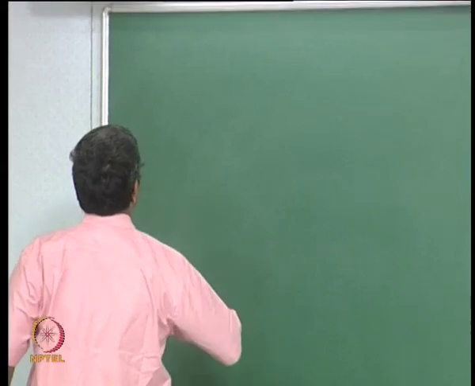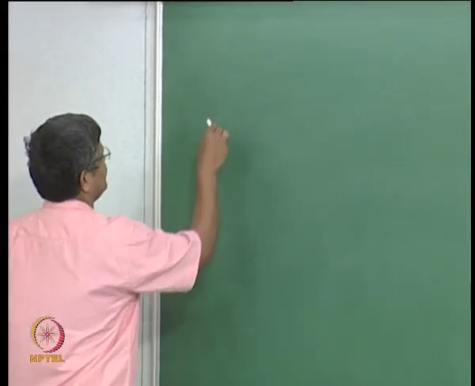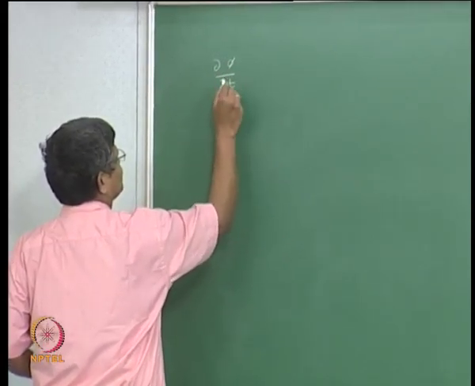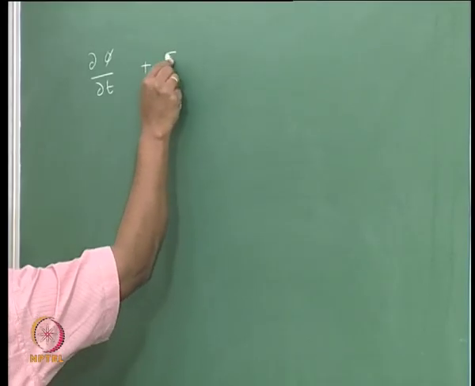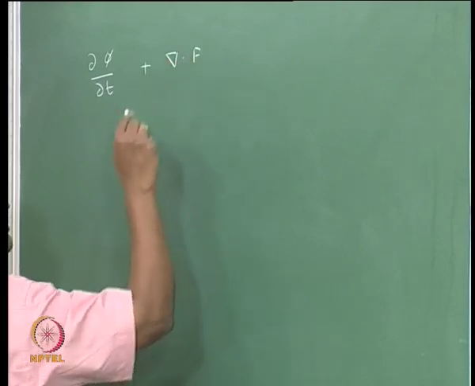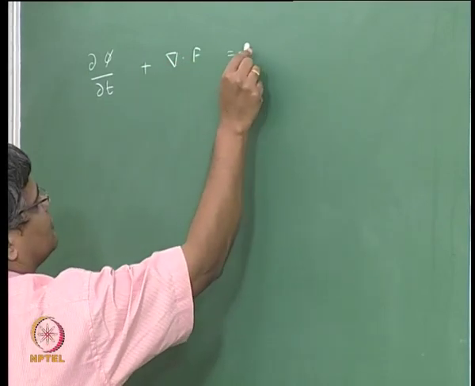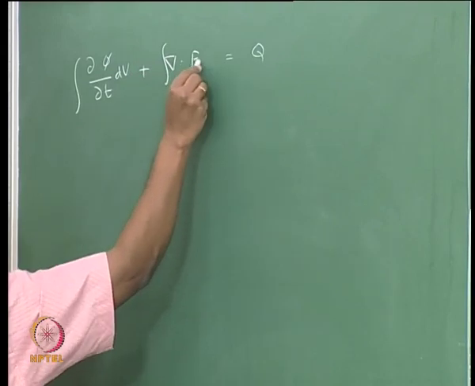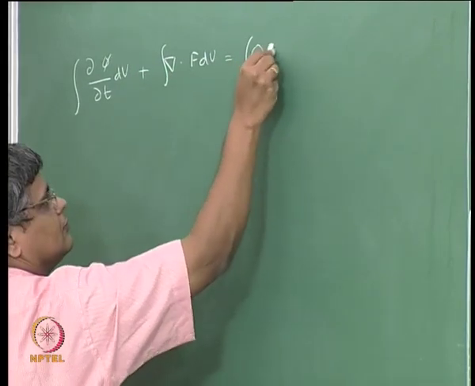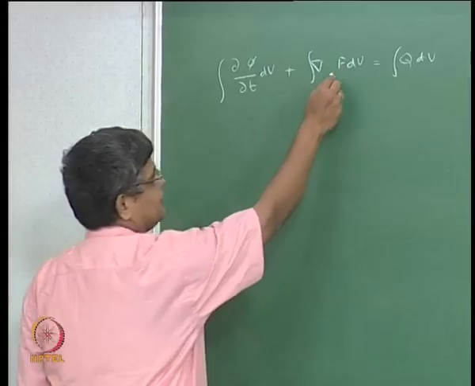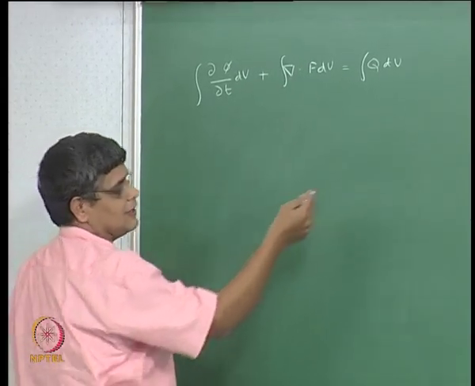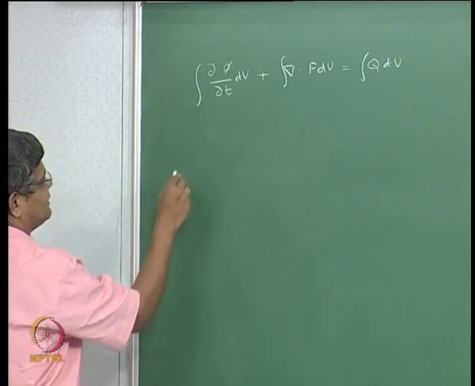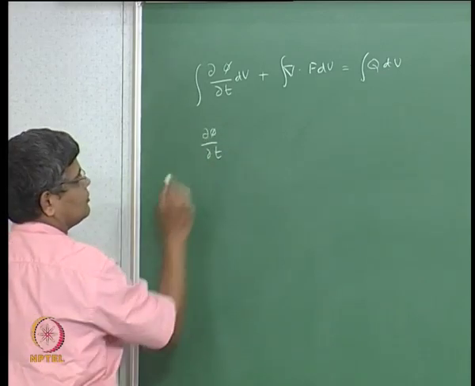Let's take the case of two dimensions, and let's say that we have dou phi by dou t plus del dot f, the flux, equal to some q as the source term, and we are integrating with respect to volume, and we are putting here in the flux all the terms which will appear on the surfaces, so that we can write this for a particular cell as dou phi by dou t.